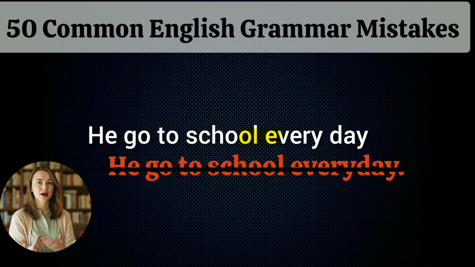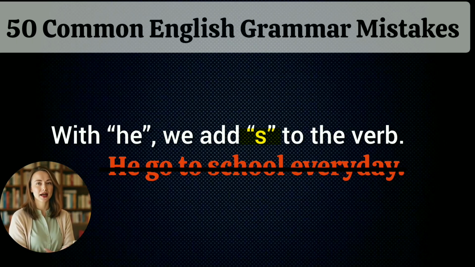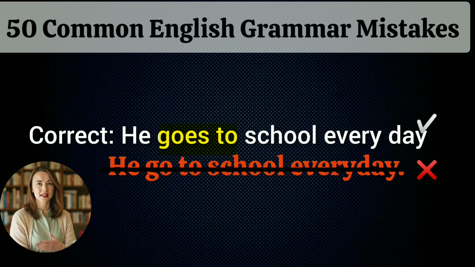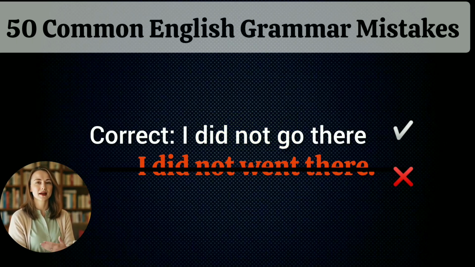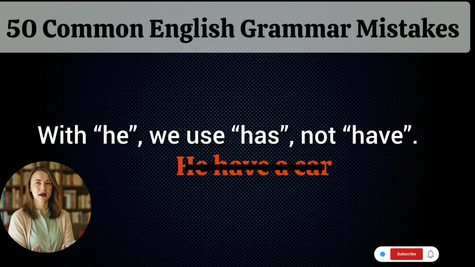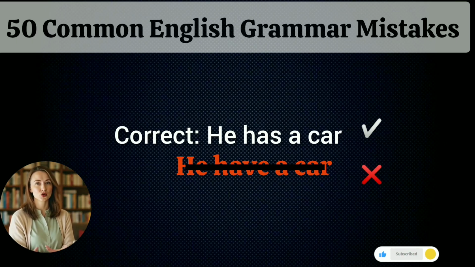"He go to school every day." With he, we add s to the verb. Correct: He goes to school every day. "I did not went there." After did, we always use the base form of the verb. Correct: I did not go there. "He have a car." With he, we use has, not have. Correct: He has a car.